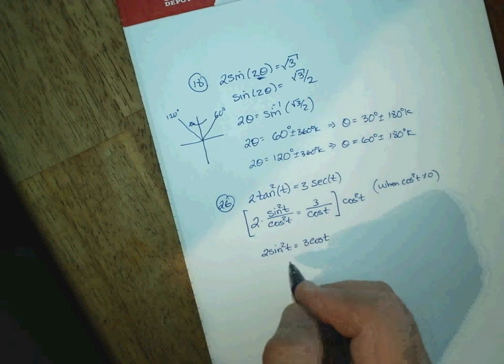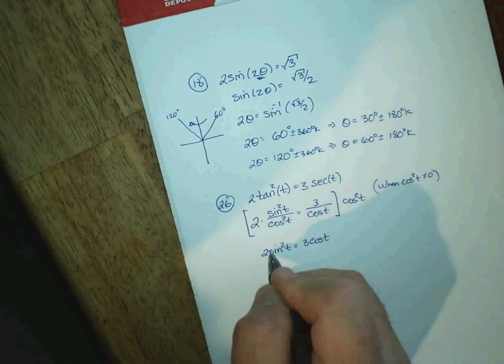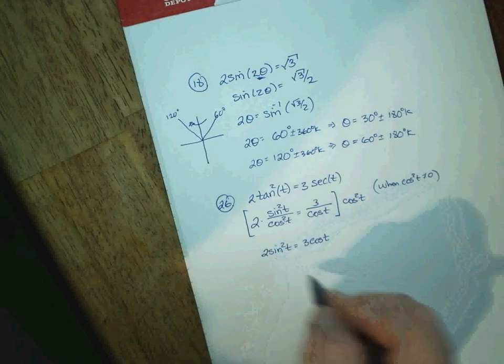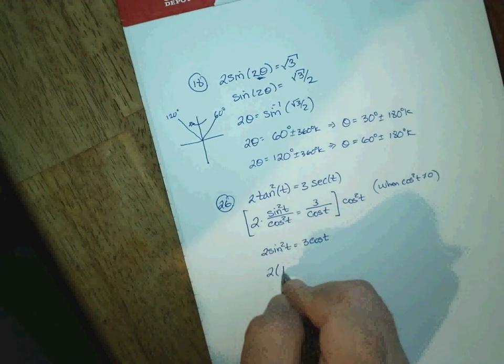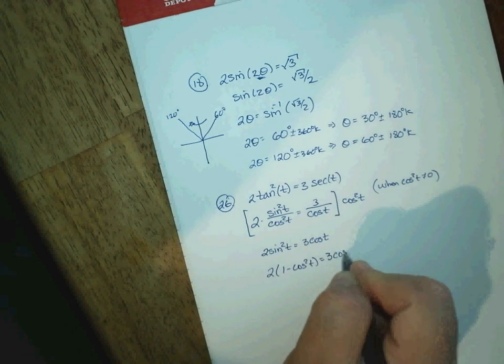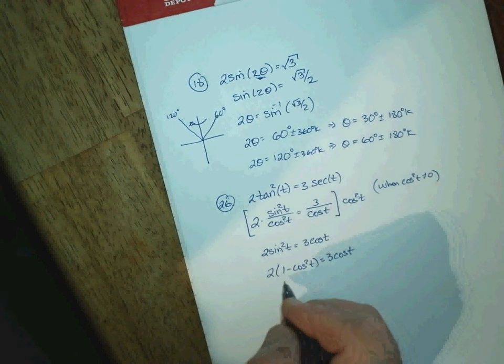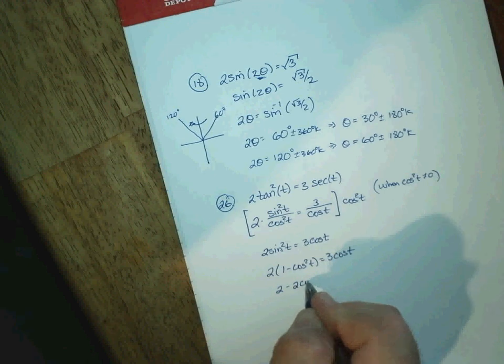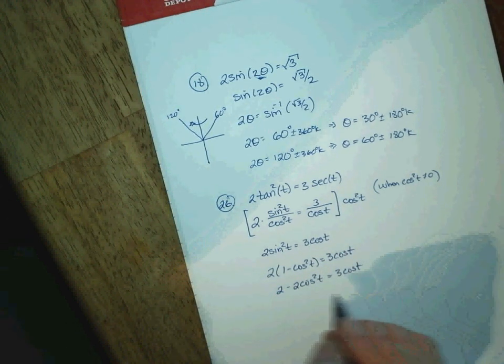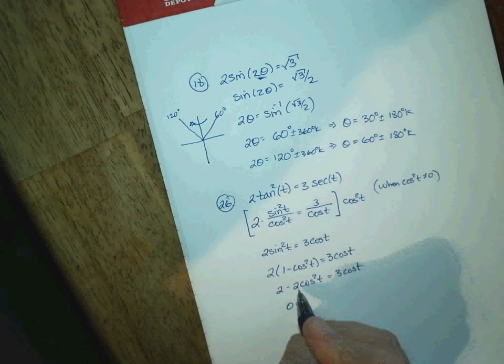And so now I have this equation. Sines and cosines mixed in an equation. My out for this is to apply the Pythagorean Theorem. Sine squared t is 1 minus cos squared t. Multiplying through by the 2, 2 minus 2 cos squared t is 3 cos t.